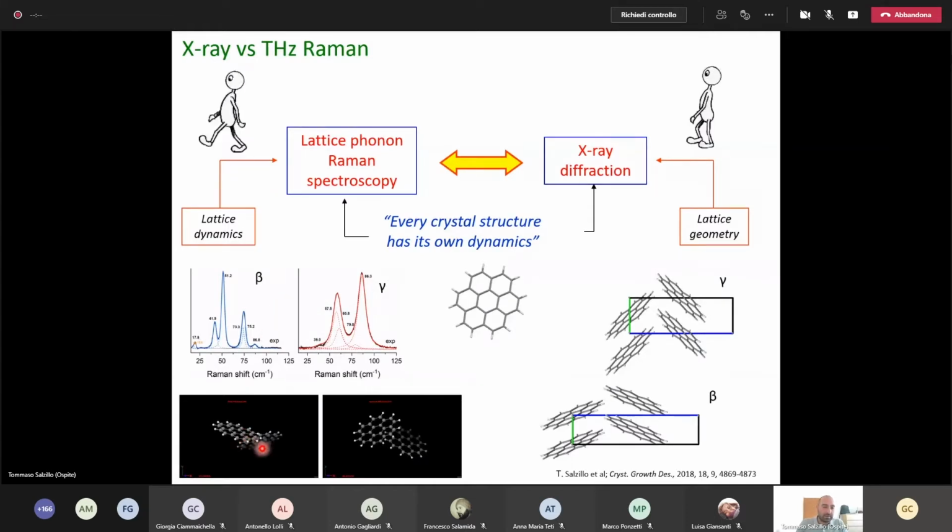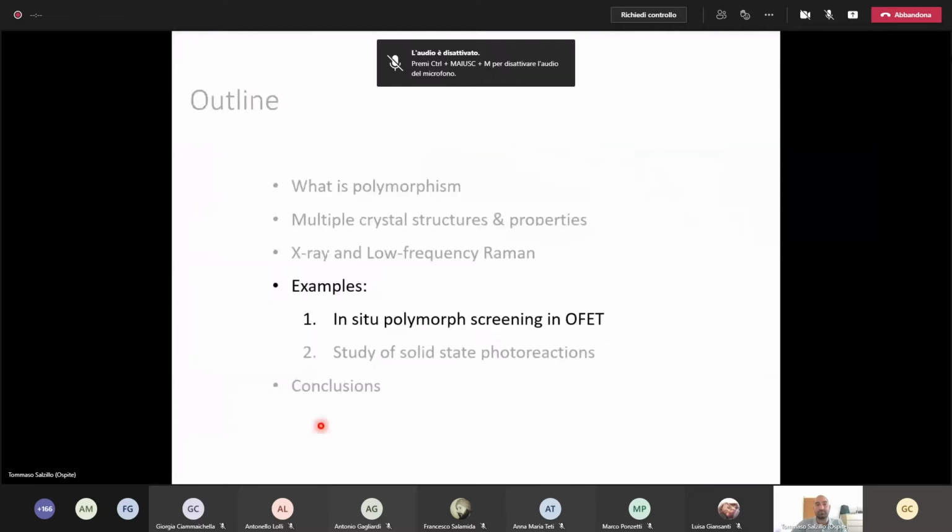And here, just to make things quite clear, by DFT we can even calculate which kind of motion we are looking at and which kind of symmetry each peak has. And here I'm reporting just two peaks that have exactly the same symmetry for the two polymorphs. And well, what is clear is that the movement and the amplitude of the movement are different.